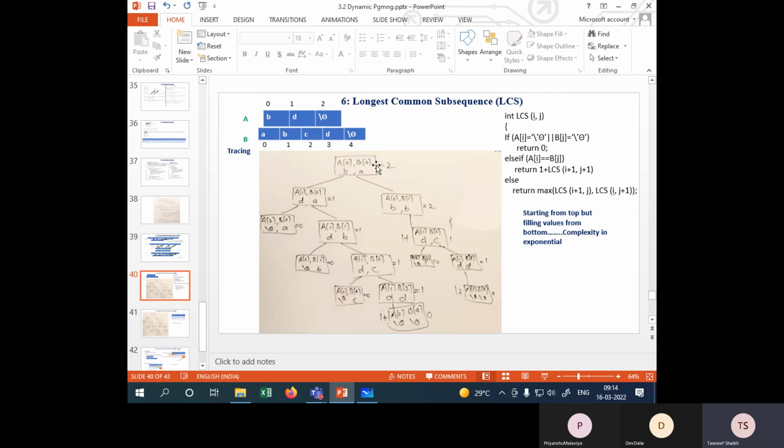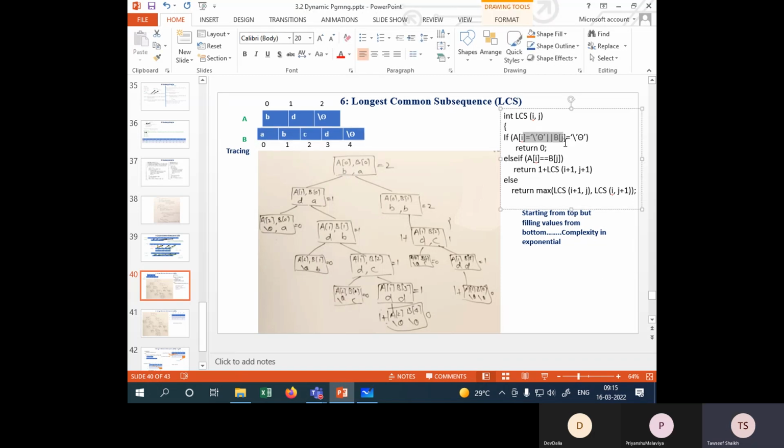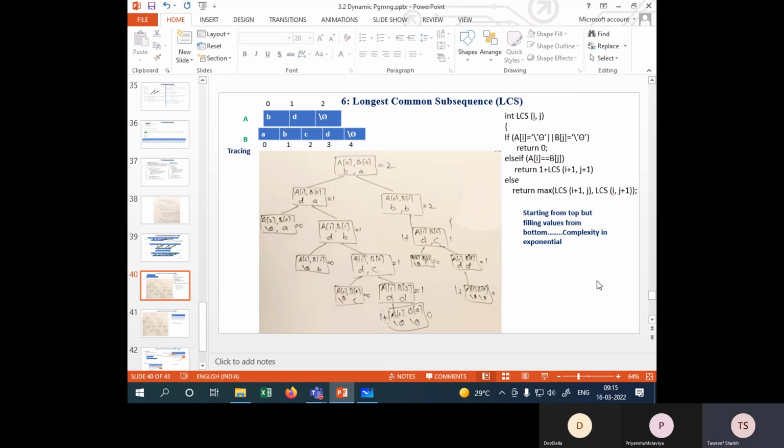I am passing it A of 0, B of 0. What is A of 0? B. I am writing B here. Are you able to see it? And what is B of 0? A. So I am actually passing it the first two elements, B and A. The first if condition won't be true, because there are elements, there is no emptiness. Else if A[i] is equal to B[j], no, because this is a B, this is an A. The two characters are not the same.